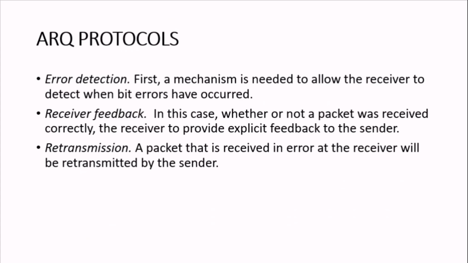The protocol provides three main functions. First is error detection. A mechanism is needed to allow the receiver to detect when a bit error has occurred. Second is receiver feedback. Whether or not a packet has been received correctly, the receiver provides explicit feedback to the sender. And lastly is retransmission. A packet that is received in error at the receiver will be retransmitted by the sender again.